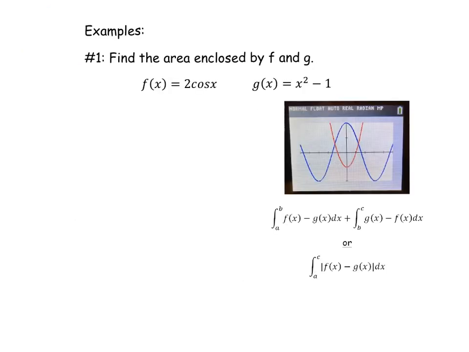Okay, so in example number 1, it says find the areas enclosed by f of x and g of x. You can see I've already graphed this, taken an image from my calculator. It looks like f of x is the blue graph, 2 cosine x. G of x is the red graph, x squared minus 1. If I want to find the area between them, I have to find those points of intersection. Now I'm allowing you to use the calculator here to find these.